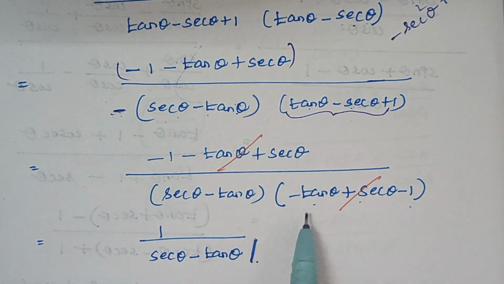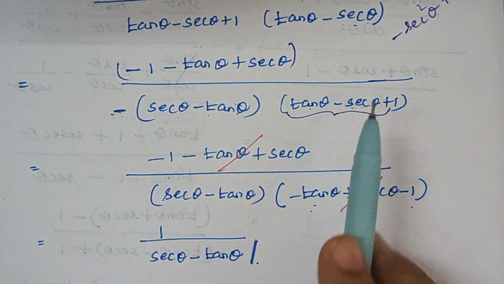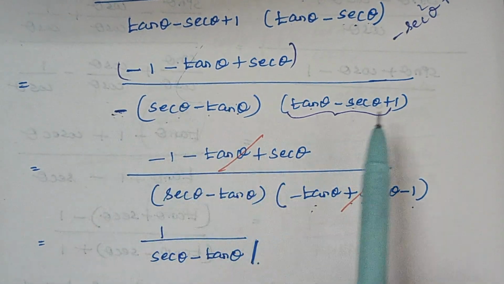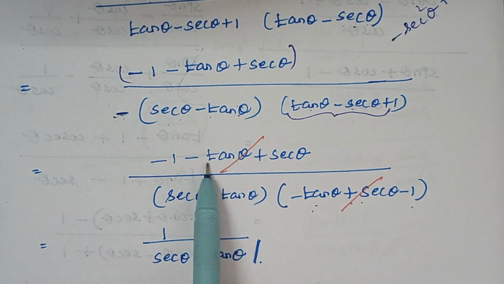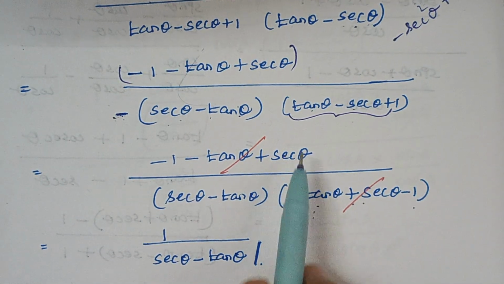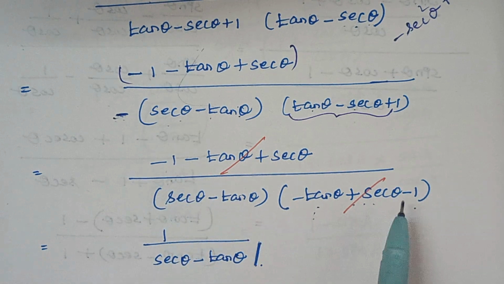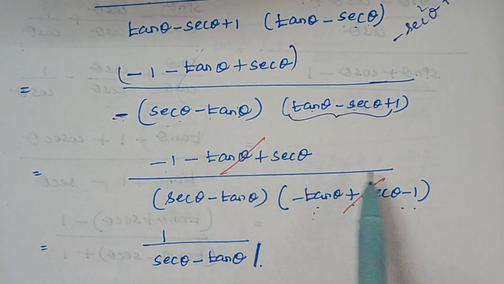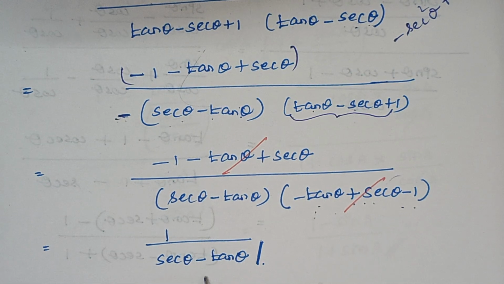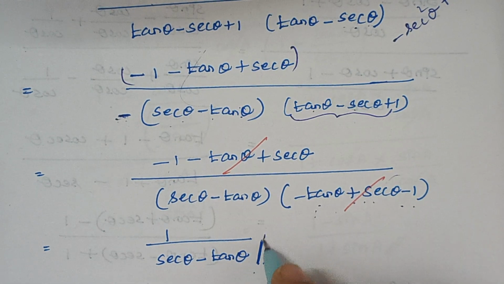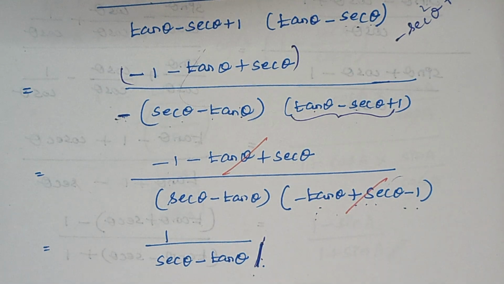So minus into tan theta, minus into minus secant theta, plus secant theta, and minus into plus 1 becomes minus 1. Now both of these, you see, minus tan theta, plus secant theta, minus 1. Right, now these two terms cancel each other, and finally we are having 1 by secant theta minus tan theta. Okay, this is the element which is present in your RHS.